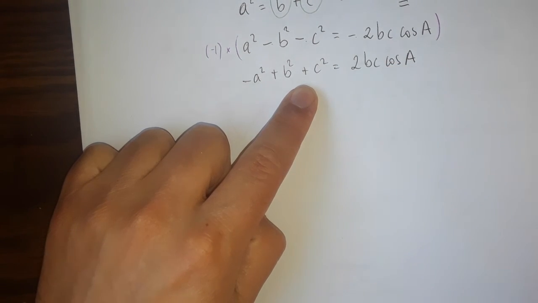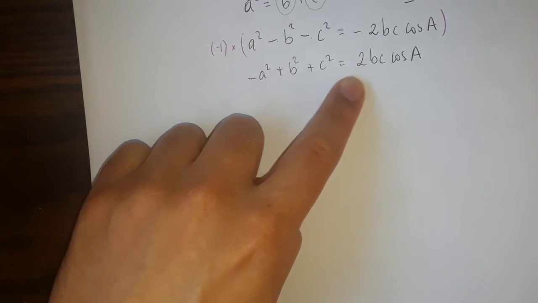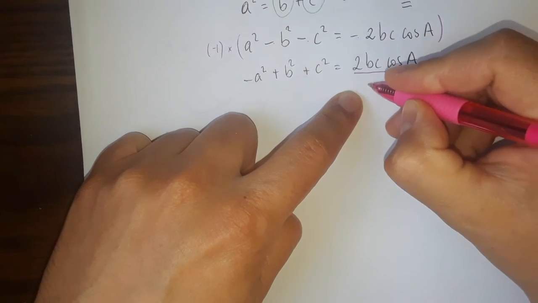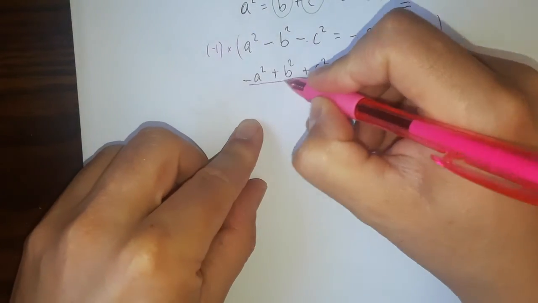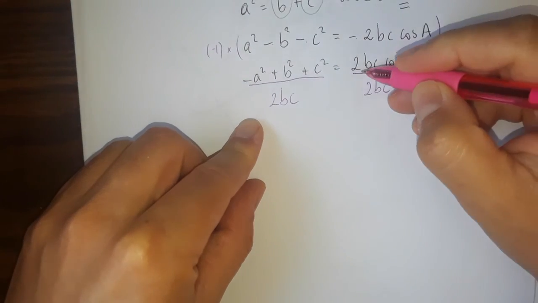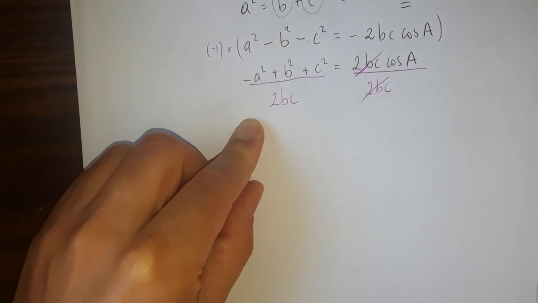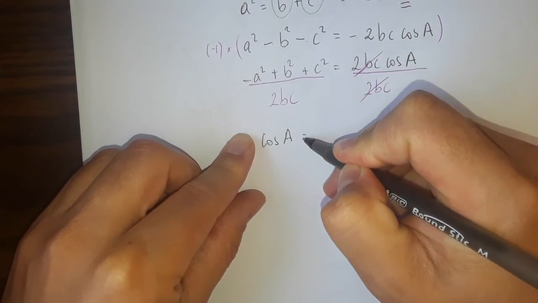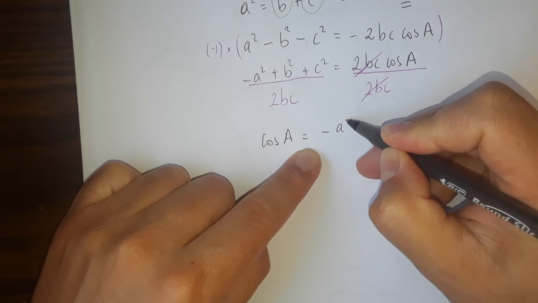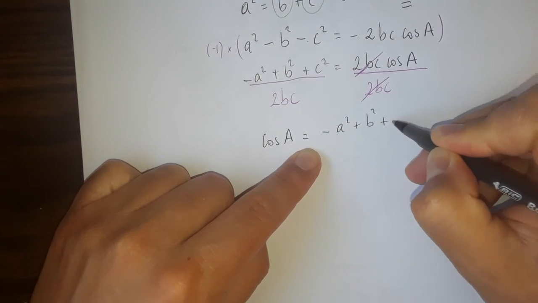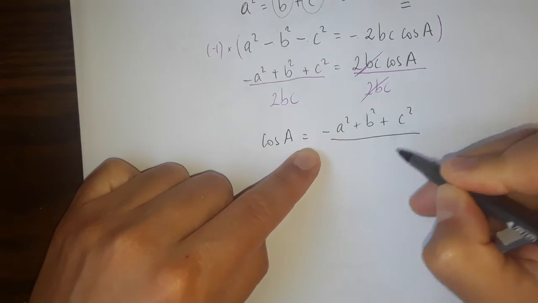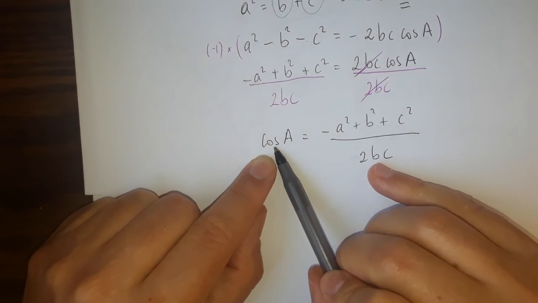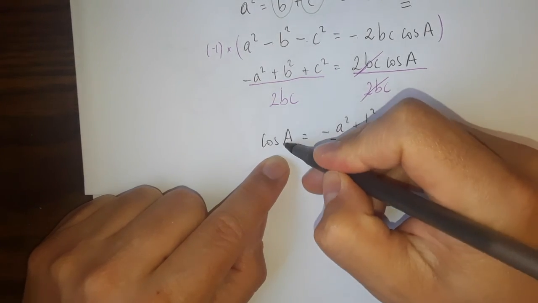Now, the last thing would be to divide both sides by 2bc to get rid of this here. So we're going to divide both sides by 2bc. This cancels out, and now I'm going to move the cosine of A to the other side. Cosine of A equals minus a squared plus b squared plus c squared over 2bc.